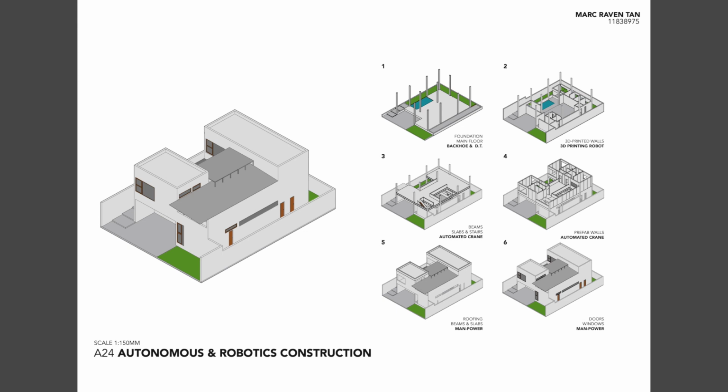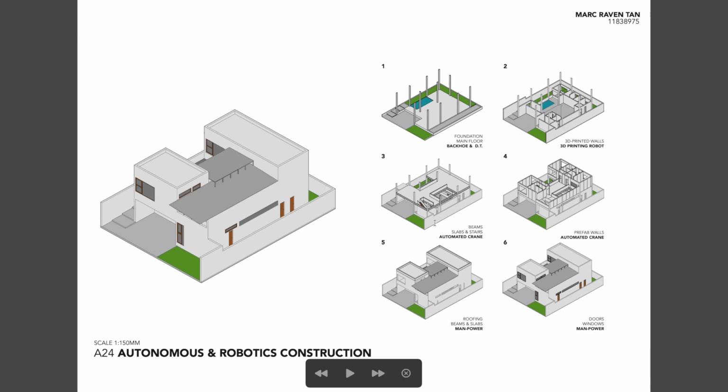And here I have more diagrams on how the pool house will be constructed from start to finish. So we are going to be using autonomous and robotics construction equipment. And first we are going to have here a foundation and the main floor done with the use of a backhoe and a dump truck that is controlled by a person robotically. And number two is we have 3D printed walls. This is what I've said earlier of the ground floors being 3D printed by a robot.